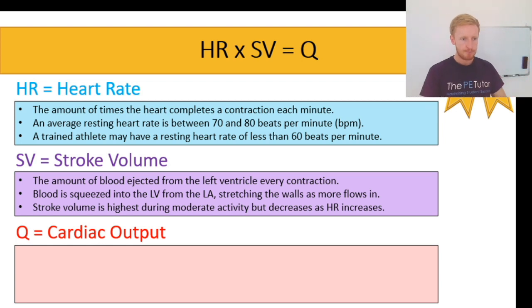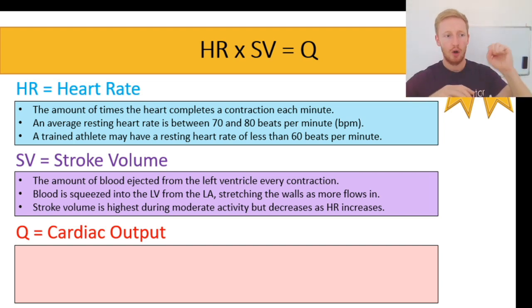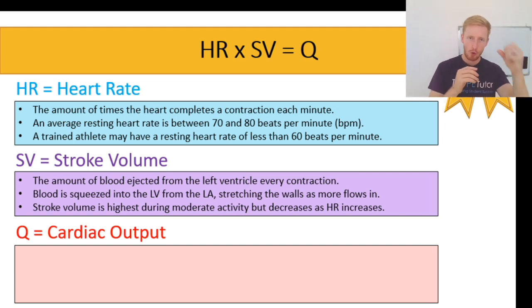We'll cover that in a little bit more detail, either later on or another time. So stroke volume is highest during moderate activity. There is a reason for that, and again, we will cover that. But it's key to know that we can't always increase stroke volume. It's the combination of heart rate and stroke volume that we need to increase in order to increase cardiac output as a whole.